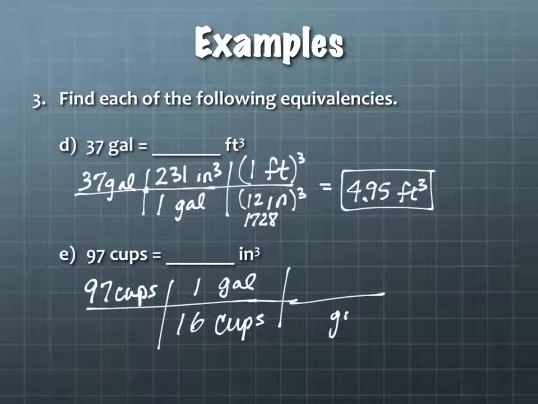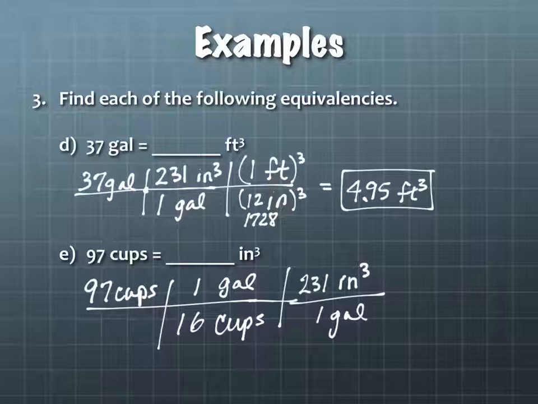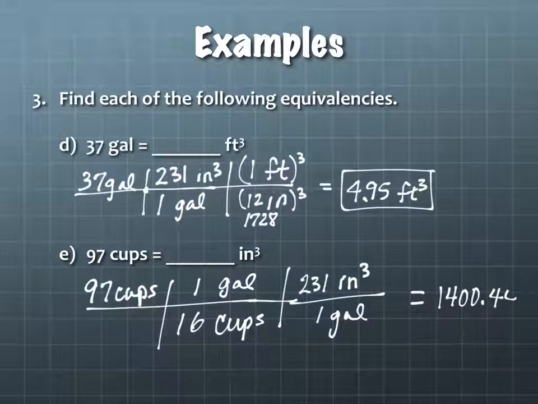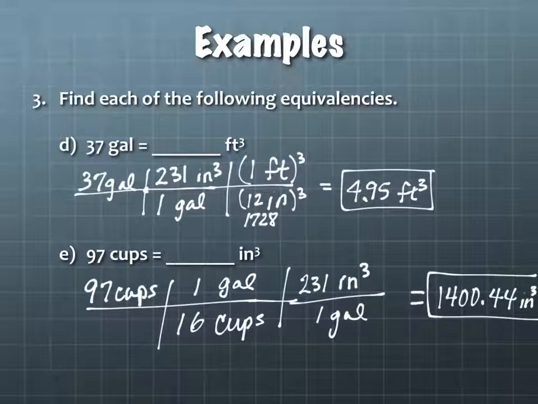And then I'm going to be able to turn gallons into cubic inches because that's in my table. 1 gallon was 231 cubic inches. No need to cube anything on this one because the relationship is a capacity relationship. So you can either do 97 divide by 16 and then multiply by 231, or 97 times the 231 and then divide by the 16. Either of the orders will give you the same quantity. What value do you get? 1400.44. And it's cubic inches, right, Alyssa? Yes. Very good. Yes, ma'am.